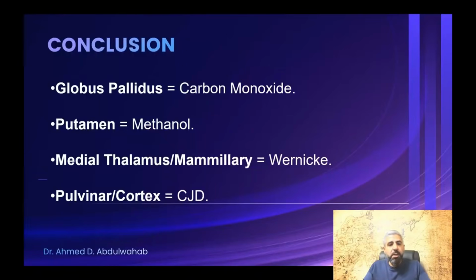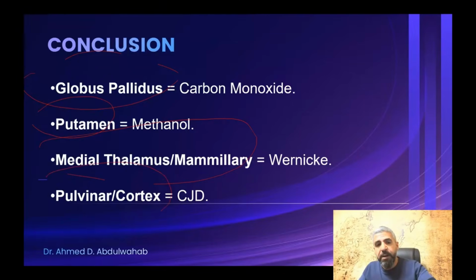So, in conclusion, globus pallidus involvement, it's carbon monoxide. Putamen involvement is methanol poisoning. Medial thalamus and mammillary bodies, it's Wernicke encephalopathy. Pulvinar involvement with cortical ribboning, it's Creutzfeldt-Jakob disease, or prion disease.